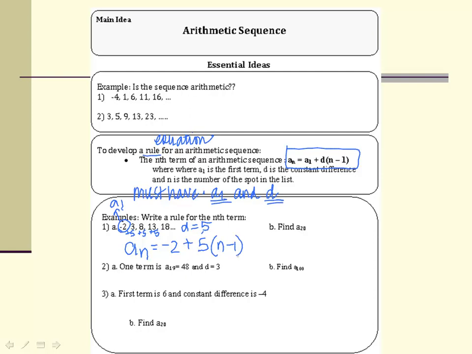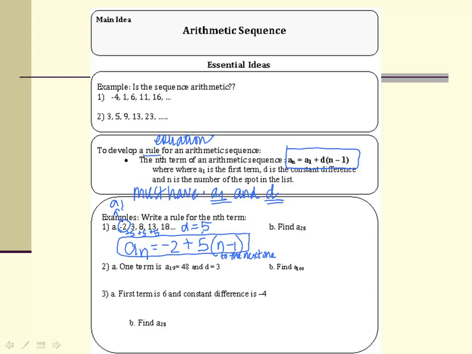And so what that says is once I have my first term, to get to the next one I add 5. To get to the next one I add 5. To get to the next one I add 5. This means to the next one. Okay, this is my rule.